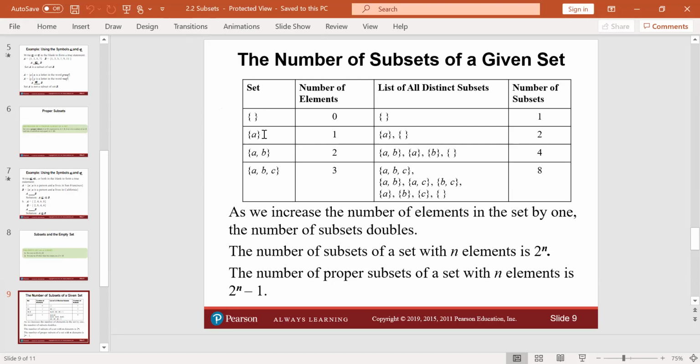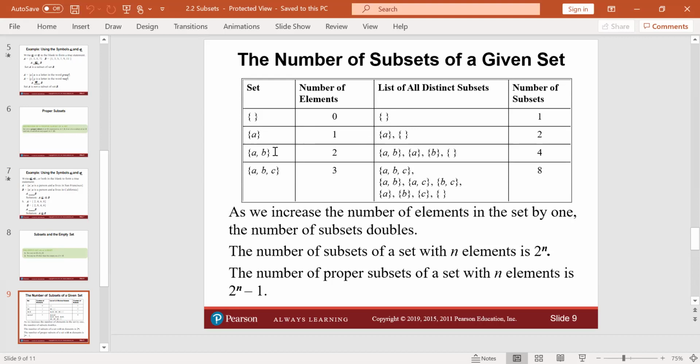So if you start with a set that has 1 element, let's say the set containing just the single element, the letter A. The letter A has 1 element in the set. Now all of the possible subsets of that. Well, every set is automatically a subset of itself. So the set containing A is a subset of itself. But another subset is the empty set. Thus, there are 2 total possible subsets for an original set that only has 1 element in it.